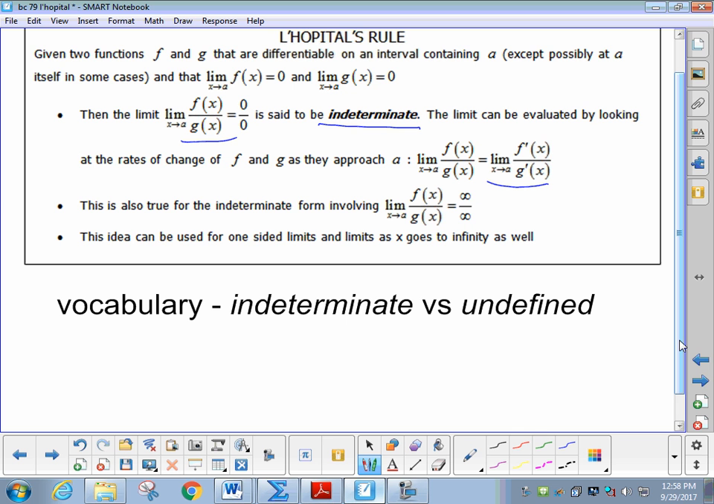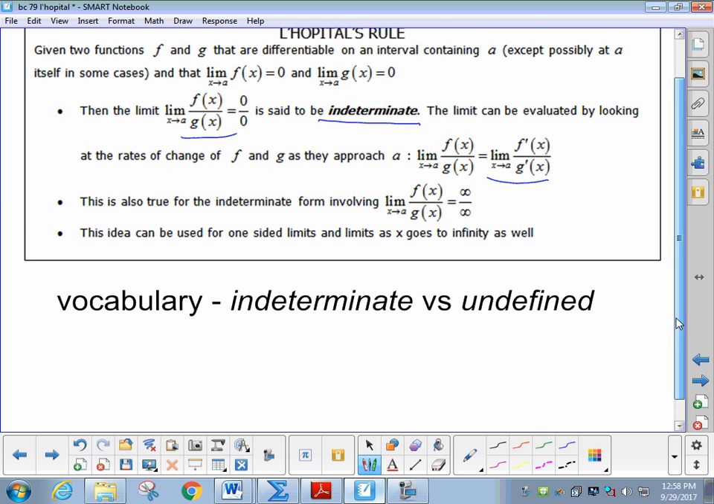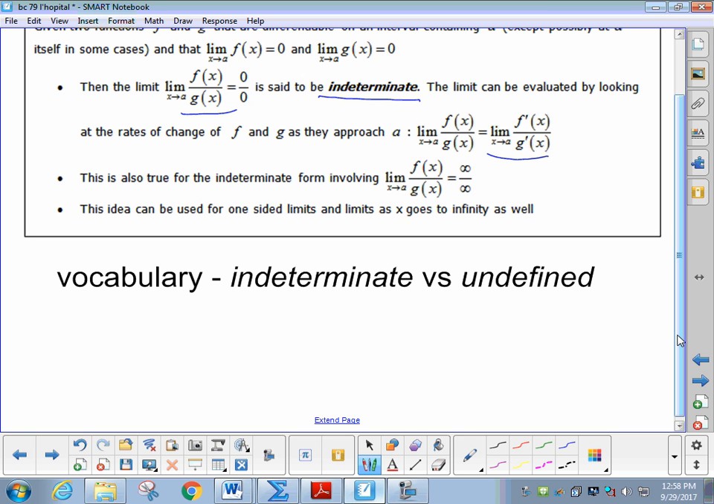All right, so this can be used in a lot of ways, just like one-sided limits and infinity as well. But real quick vocabulary. I get people that once in a while use these 2 words interchangeably. That can't stand. Indeterminate versus undefined. Look at this from an Algebra 1 perspective. When I teach this in Algebra 1, I would say something like this.